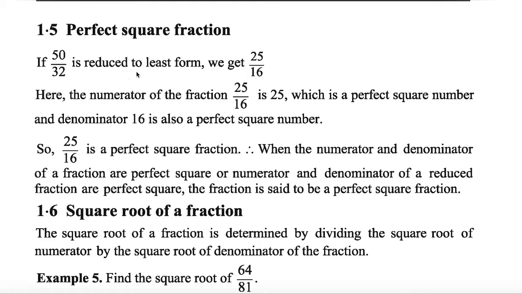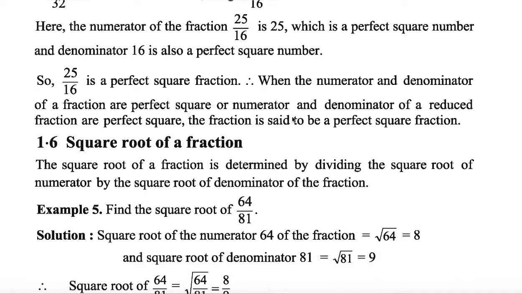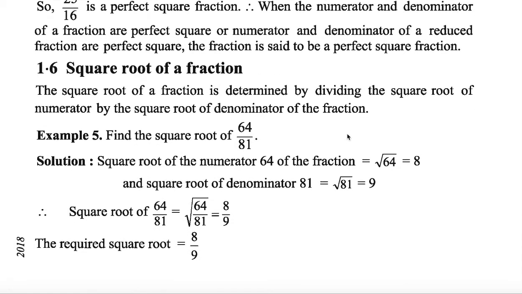If this is reduced to the least form, 25 by 16, this is a perfect square fraction. Root over 25 is 5, root over 16 is 4. When the numerator and denominator of a fraction, or the numerator and denominator of a reduced fraction, are perfect squares, the fraction is said to be a perfect square fraction.